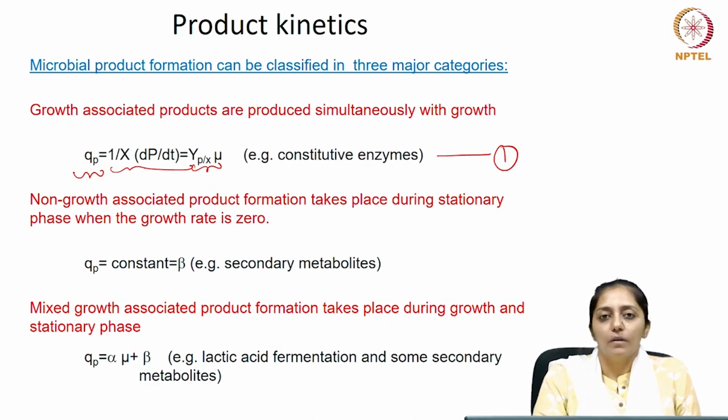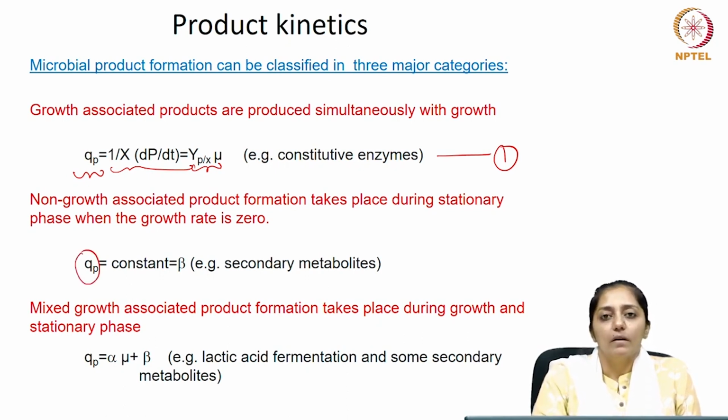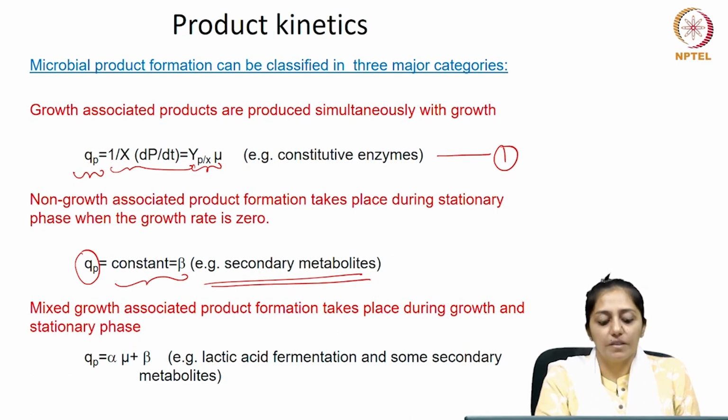Now let's talk about another type of product formation, which is non-growth associated product formation, in which the product formation takes place during the stationary phase when the growth is not happening or the growth is 0. So then your specific product formation rate is said to be constant. It is no more a function of growth rate. This behavior is generally observed in secondary metabolite formations during fermentations.